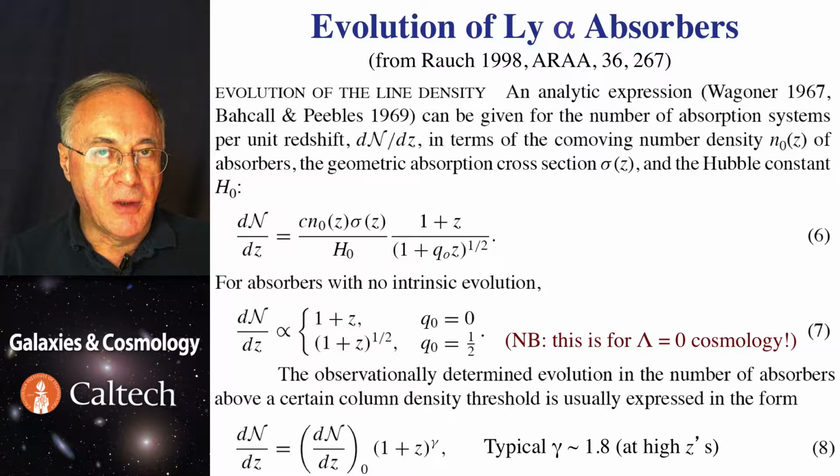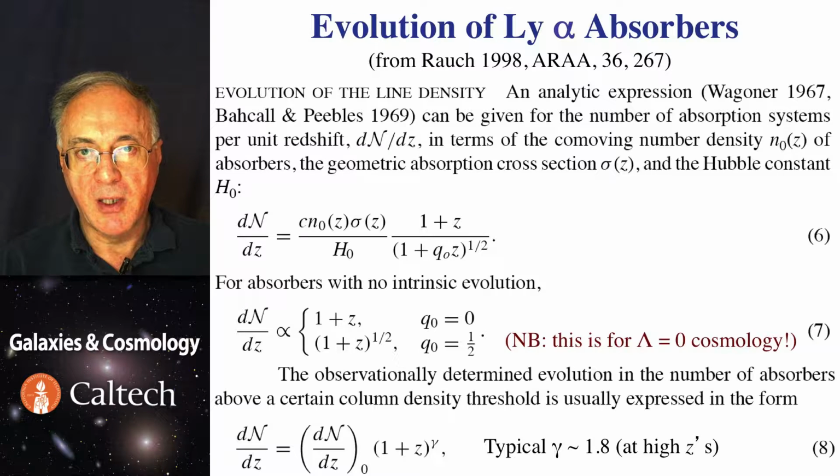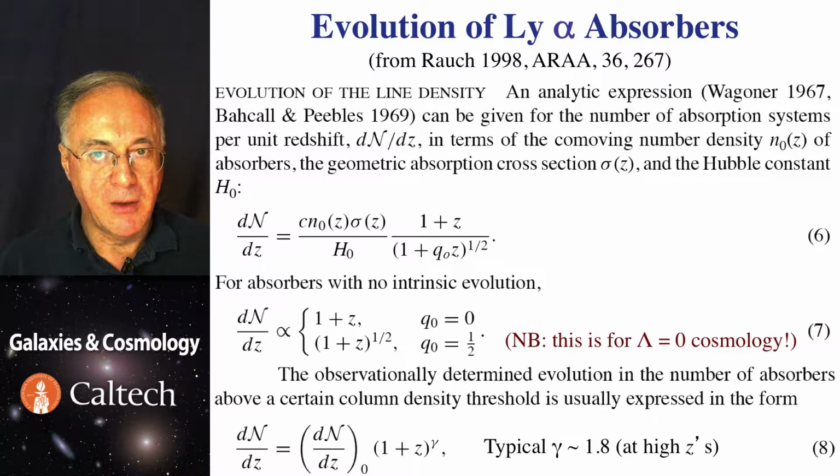Using simple Friedmann models, you can derive formulae that will correspond to number per unit redshift interval as a function of redshift, as a function of cosmological parameters. And here I'm giving you a formula for models with no cosmological constant, although those can be computed as well. And it turns out that also at high redshifts, the number increases as a power law of the stretch factor, 1 plus z to the 1.8 power. But this does not apply to all redshifts.